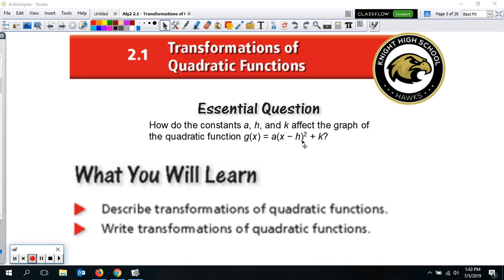As you can see, it is right here. It looks just like the absolute value vertex form. We're going to be doing the same kind of thing as we did with those absolute values: describe the transformations, and even write transformations.